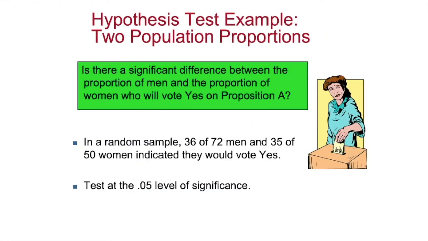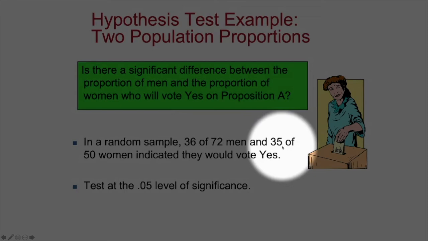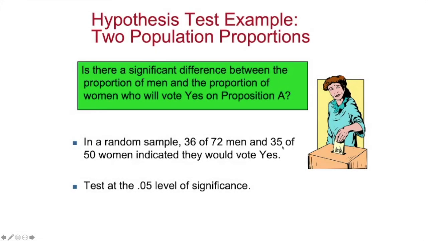So let us do an example. Imagine you want to know whether there is a significant difference between the proportion of men and the proportion of women who will vote yes on a given proposition. You took a random sample and you found that 36 out of 72 men and 35 out of 50 women indicated that they would vote yes on that proposition.